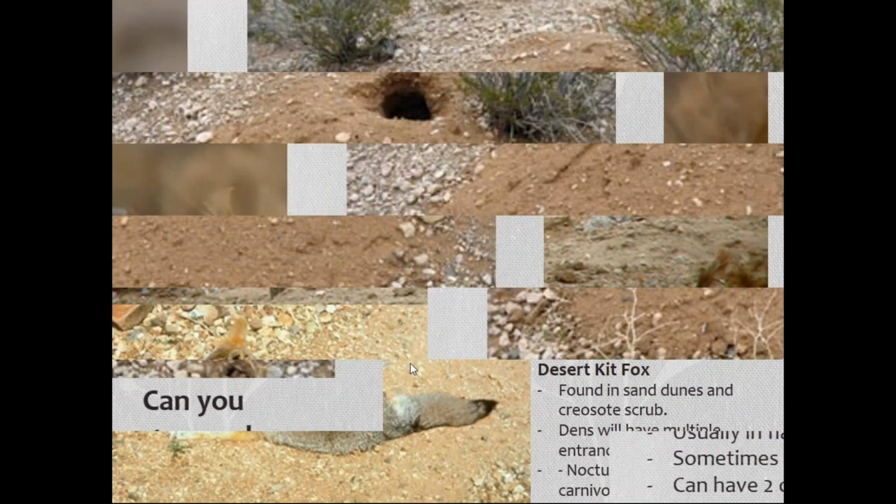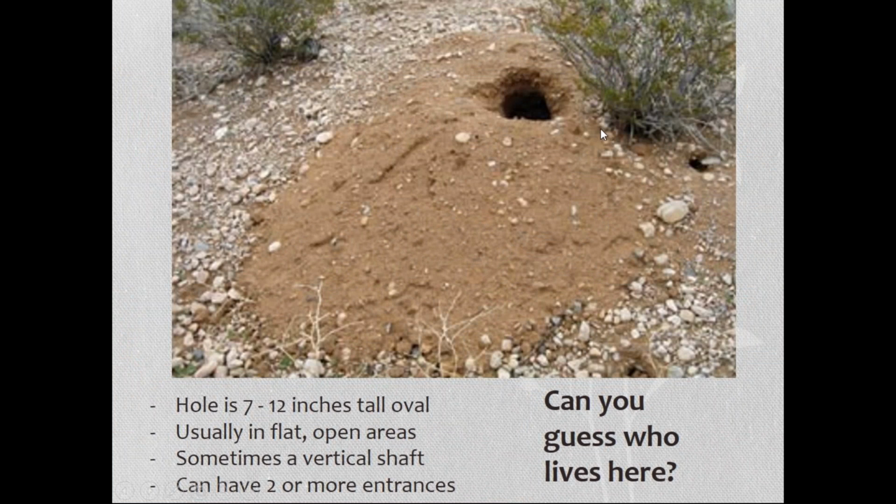So I'll go back. Here is another burrow. Looks like a badger burrow, but it's not. 7 to 8 inches oval, usually in flat, open areas, similar to a badger. Sometimes a shaft is vertical. I don't think I've ever seen a vertical badger shaft. Badgers tend to go in at an angle, at a slant.